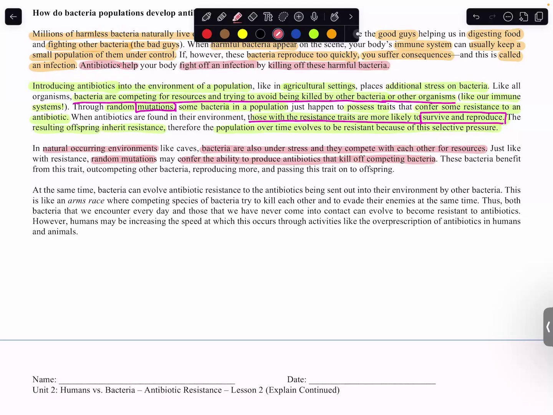These bacteria are so efficient at surviving and reproducing, even though they're so simple, that they've developed ways of producing their own antibiotics that help to ward off other bacteria that are trying to kill them, right? Now, these bacteria benefit from this trait, outcompeting other bacteria, reproducing more, and passing this trait on to offspring, right? So as a result, they're able to outcompete other bacteria because they have a little extra something, their own antibiotic in the arsenal to kill them, right?